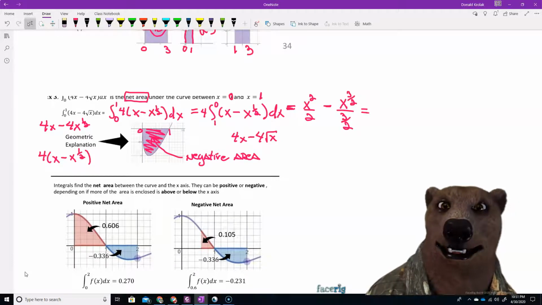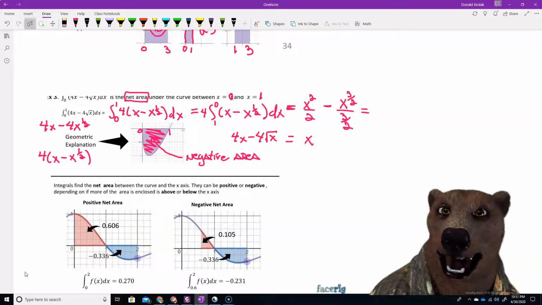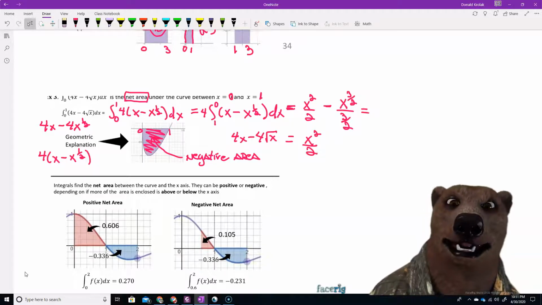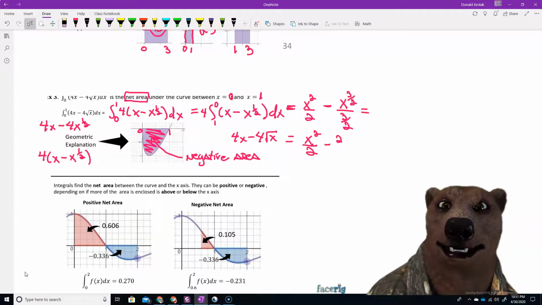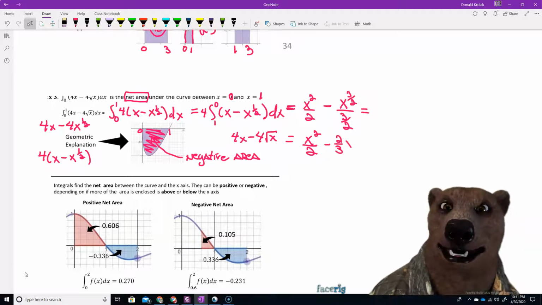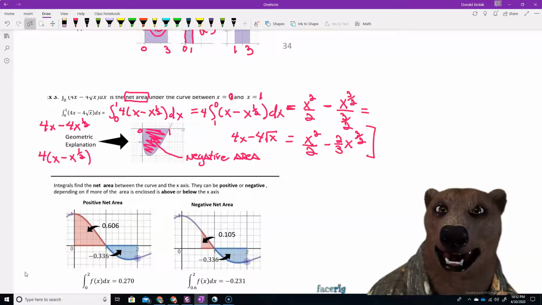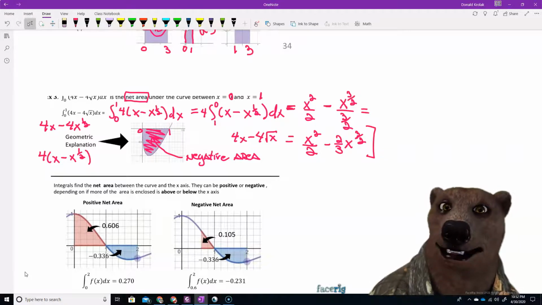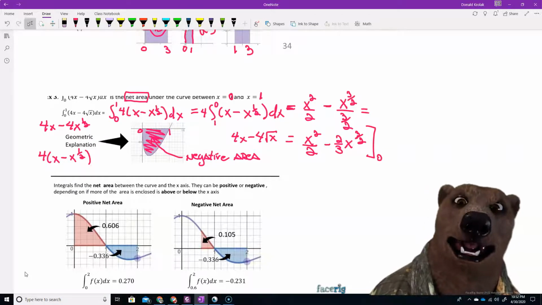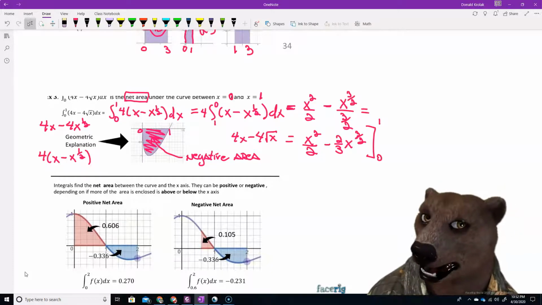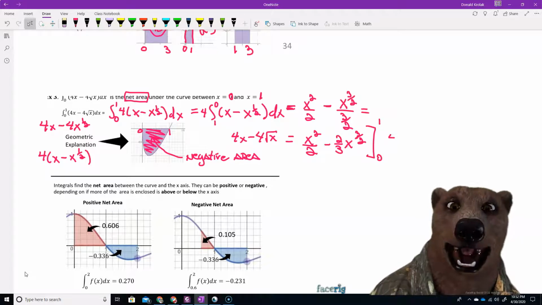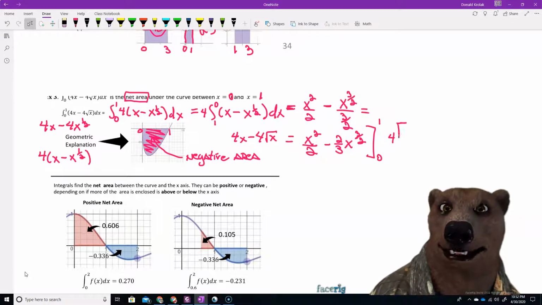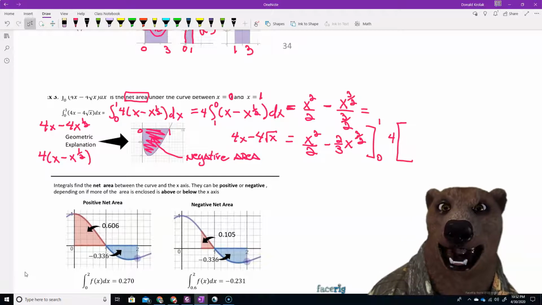And then I can rewrite this as x squared over 2 minus, when I'm dividing by 3/2, that's the same as multiplying by 2/3, x to the 3/2. And I'm going to now evaluate that from 0 to 1. But remember, I have that 4 out front. So when I'm done evaluating this, I've got to multiply that by 4. So I'm just going to put the 4 there so I don't forget.